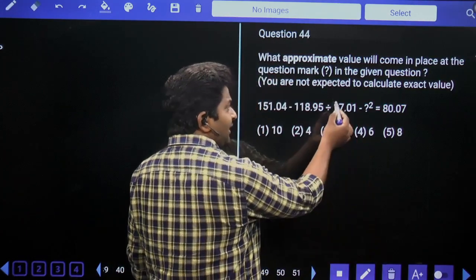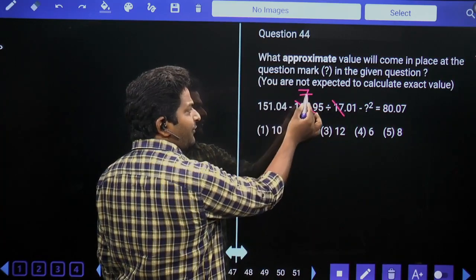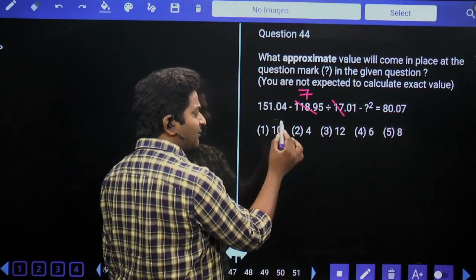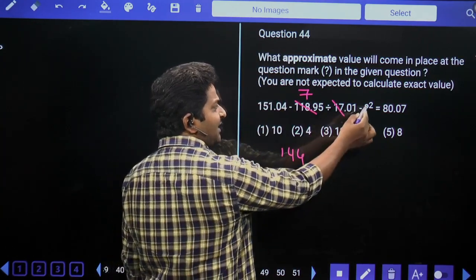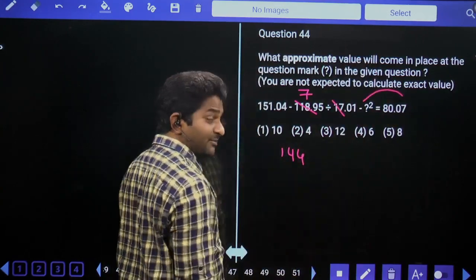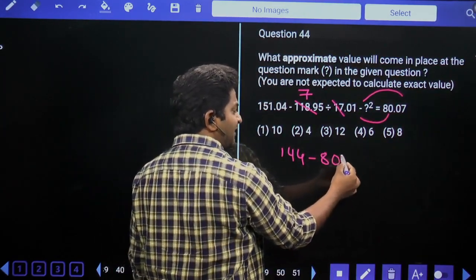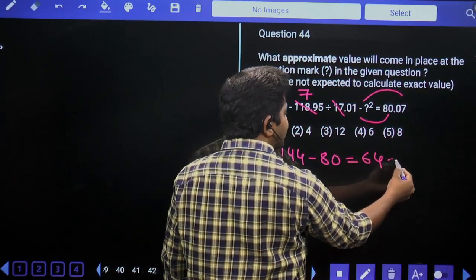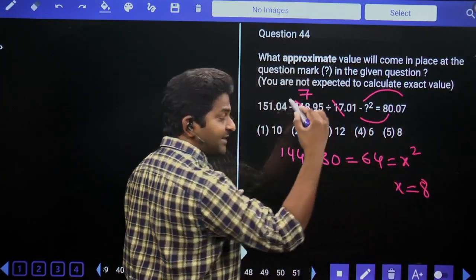Now divided by 17. 7 times 17 is 119. 151 minus 7 is equal to 144. Minus x square is equal to 80. Then minus x square goes to the other side, becomes plus x square. 80 comes to the left hand side, that becomes minus 80, that is equal to 64. 64 is equal to x square, then x value is equal to 8. Fifth option answer.